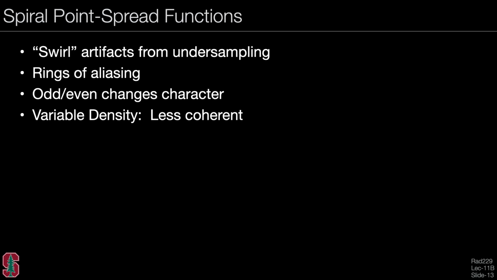So let's now look at the point spread function of spiral imaging. Unlike radial imaging, which had a streak-like pattern, undersampling in spiral will lead to swirl-like artifacts. As with radial imaging, there are rings of aliasing. We'll point out how the odd and even number of interleaves can change the character of the point spread function, which is actually common to spiral and radial out imaging. And we'll talk about variable density spiral.